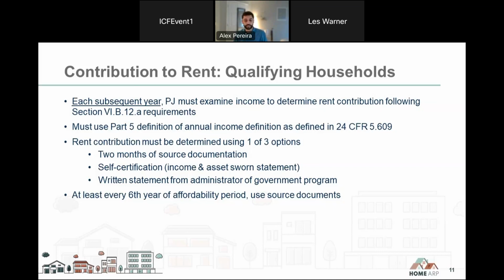So, self-certification may be the most expedient option here, and it can be used every year during the compliance period, with the exception that every 6th year, the PJ and the owner must be going back to the source documentation to verify that income.